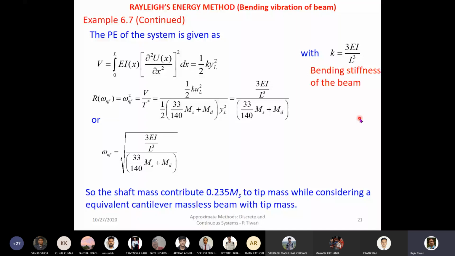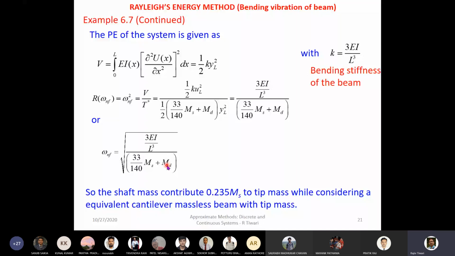So now you can see, especially for the fundamental natural frequency, how relatively easier it is to find, as compared to the eigenvalue problem in the closed form solution method.